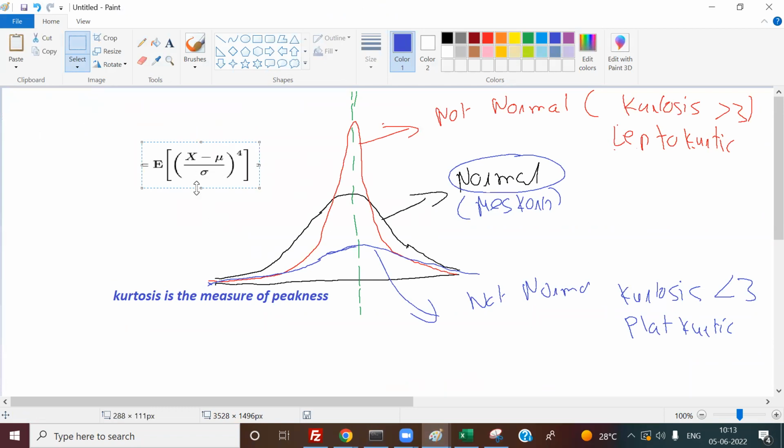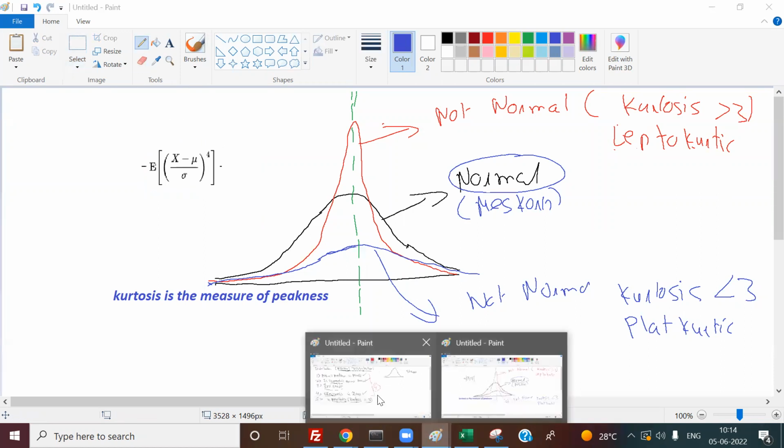What is x? You already know what x is. Remember x minus mu whole square. Mu is your mean, and sigma is your standard deviation. So x minus mu upon sigma whole to the power 4. Okay. So by applying this formula, you will get one answer. If that value is around 3, then it is normal distribution. If it is much higher than 3, it is leptokurtic, not a normal. If it is less than 3, again it is platykurtic, not a normal. Okay. So if you want, you can try remembering this formula, though I'm not recommending it. No one will ask, and there are some formulas which you can just ignore. Okay.